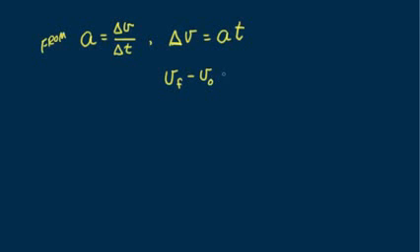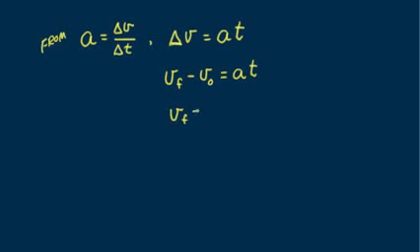From the equation a is delta v over delta t, we can arrange that and get delta v equals acceleration times time, where delta t is just the time interval t. The equation says the change in velocity equals the acceleration multiplied by the time. And the change in velocity, delta v, is v sub f minus v sub 0, and that's equal to at.